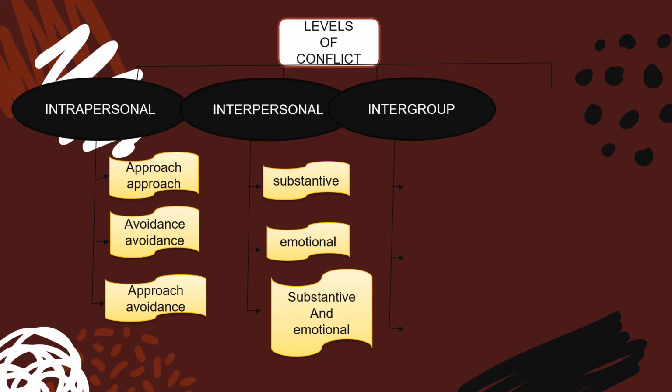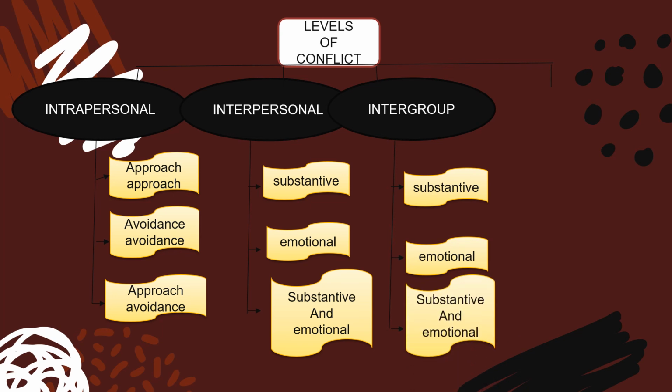Third level of conflict is intergroup. Substantive and emotional conflict is part of intergroup. Last level of conflict is interorganizational, and that is the levels of conflict.